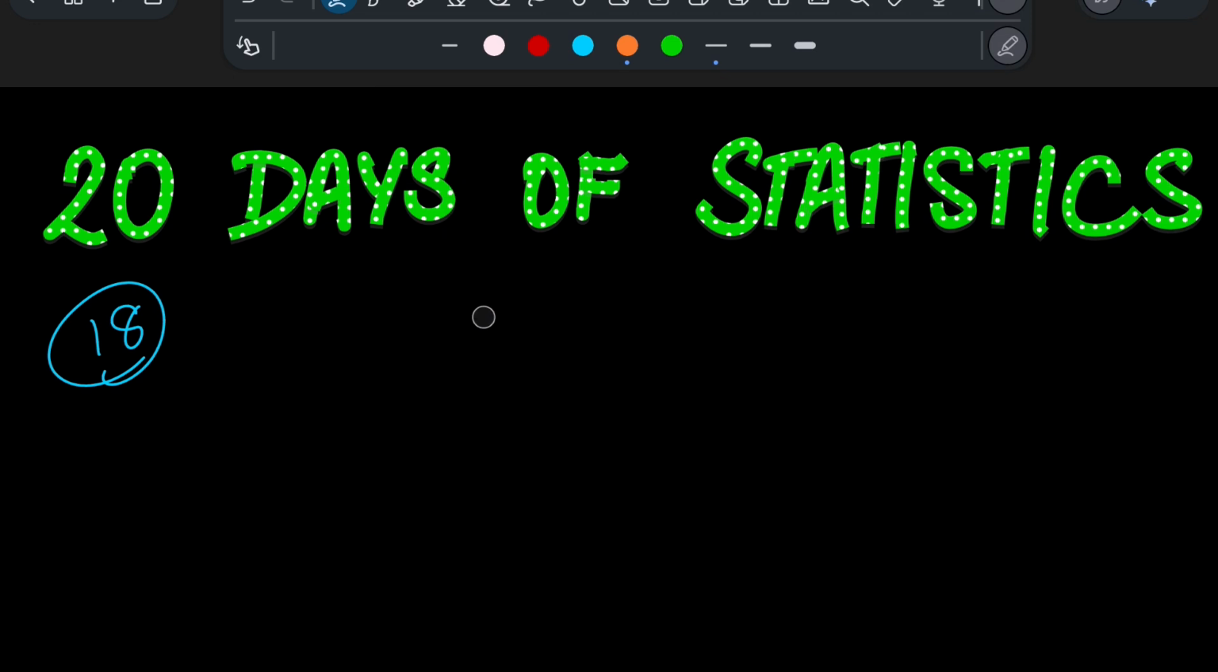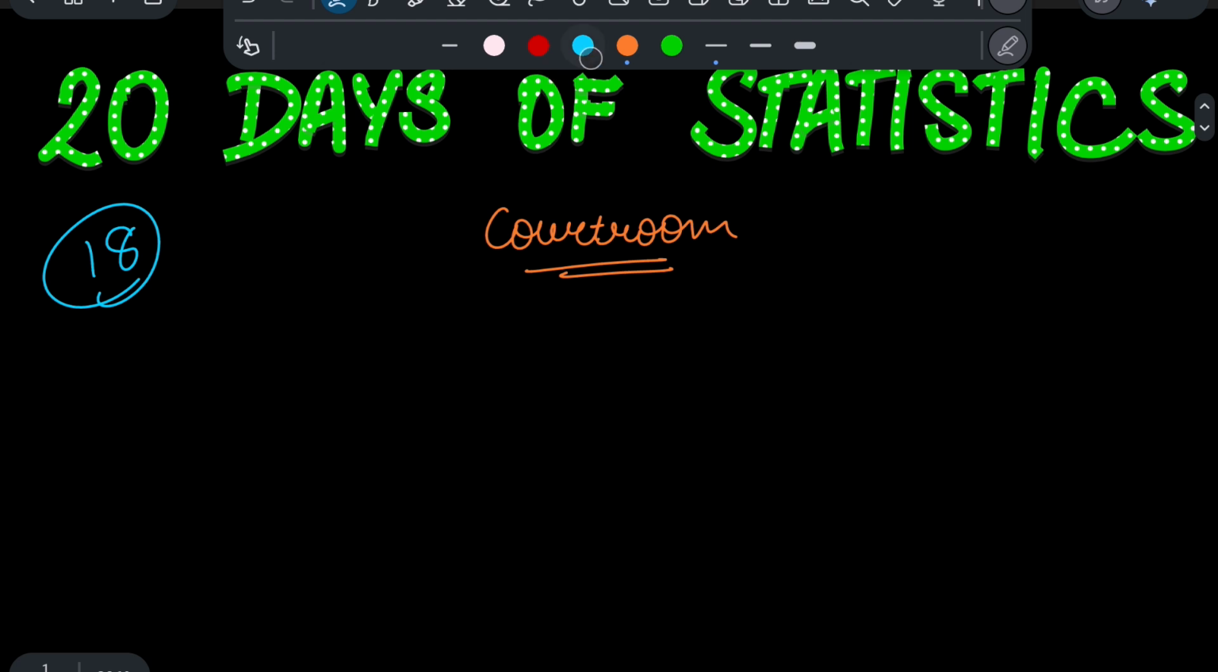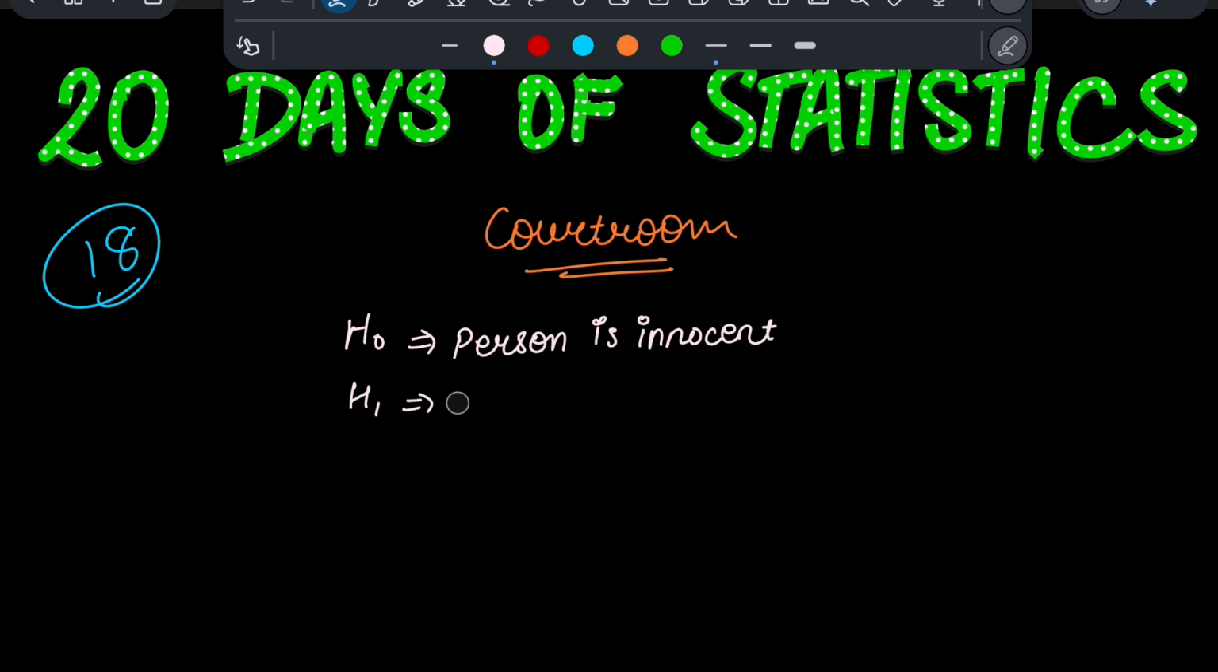Let's imagine a courtroom. Think of hypothesis testing like a courtroom. What would be your null hypothesis? The null hypothesis, or H naught, is that the person is innocent, because the person is innocent until proven guilty. Your alternative hypothesis is that the person is guilty. You collect the required evidence, and if it is insufficient, you fail to reject the null hypothesis. Now the judge has to decide.